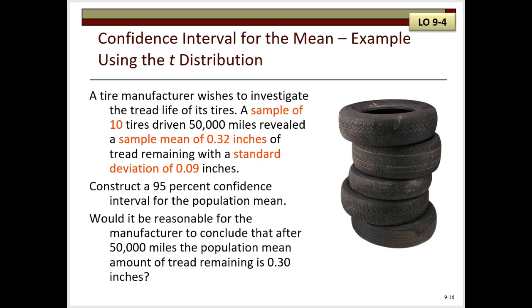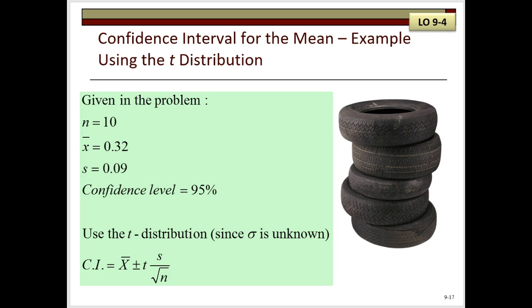A tire manufacturer wishes to investigate the tread life of its tires. A sample of 10 tires driven 50,000 miles revealed a sample mean of 0.32 inches of tread remaining with a standard deviation of 0.09 inches. Construct a 95% confidence interval for the population mean. On this slide, we summarize the given information in the problem. The sample size n is 10. These tires were driven 50,000 miles, has an average of 0.32 inches of tread remaining. This is the x bar. The standard deviation of 0.09 inches is a sample standard deviation, so we designate this as s.